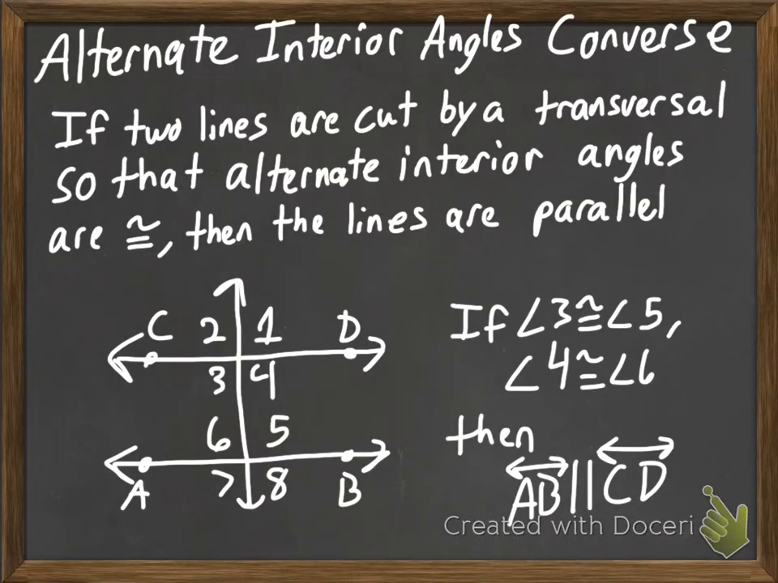Our next converse is the alternate interior angles converse. If two lines are cut by a transversal so that the alternate interior angles are congruent, then the lines are parallel. So again, this is just the flip of our alternate interior angles theorem. If we have two lines that we want to see are parallel and they're cut by a transversal, we check and see if the alternate interior angles are congruent. So if angle 3 is congruent to angle 5 and angle 4 is congruent to angle 6, then we can state that line AB is parallel to line CD.